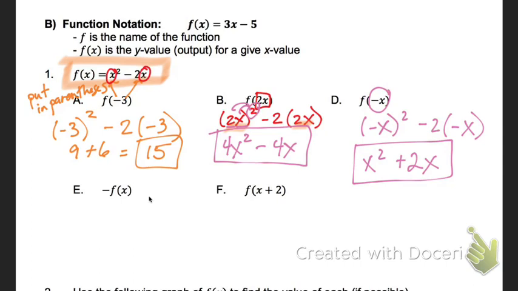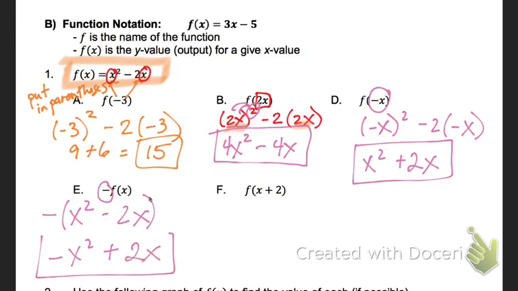With E, what do you think I would do with E? Got a negative out in front. You'd have to divide everything by negative 1. Yeah, you could divide everything by negative 1. I'm just going to put a negative out in front. Then I'm going to put my f of x in parentheses, so x squared minus 2x. I'm just writing what it tells me, negative f of x, which then becomes negative x squared plus 2x. I'm just flipping the sign of every term.